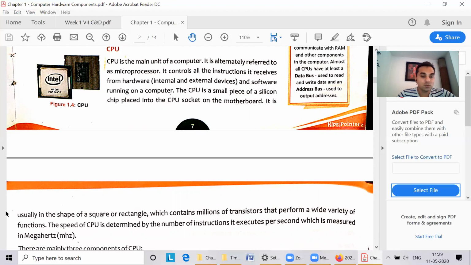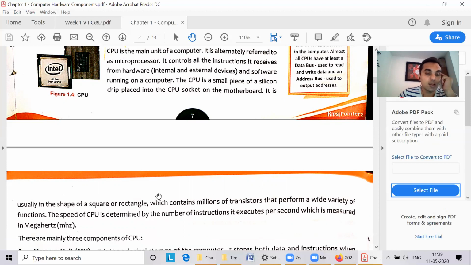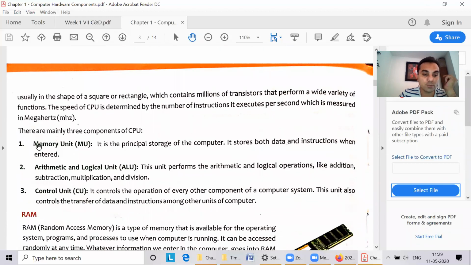Okay. The speed of CPU is determined by the number of instructions it executes per second, which is measured in megahertz. So how is the CPU speed determined? By how many instructions it executes per second, and it is measured in megahertz, MHz. There are mainly three components of CPU: memory unit, arithmetic logic unit, and control unit.